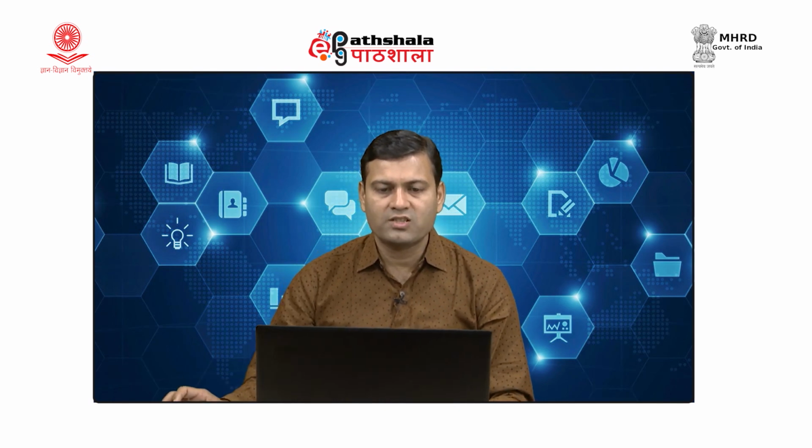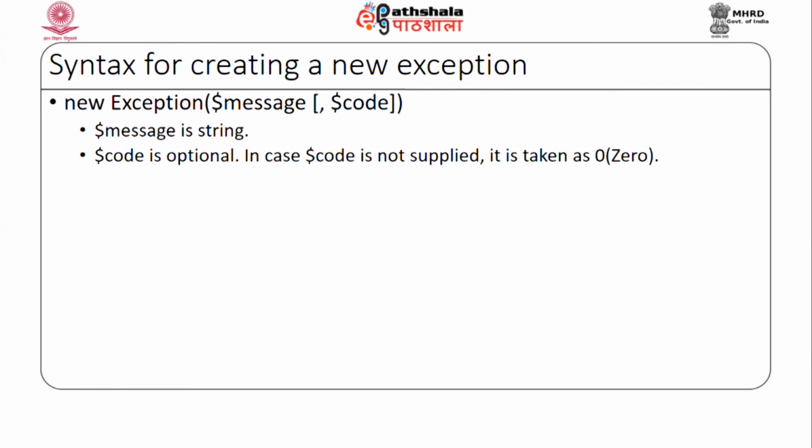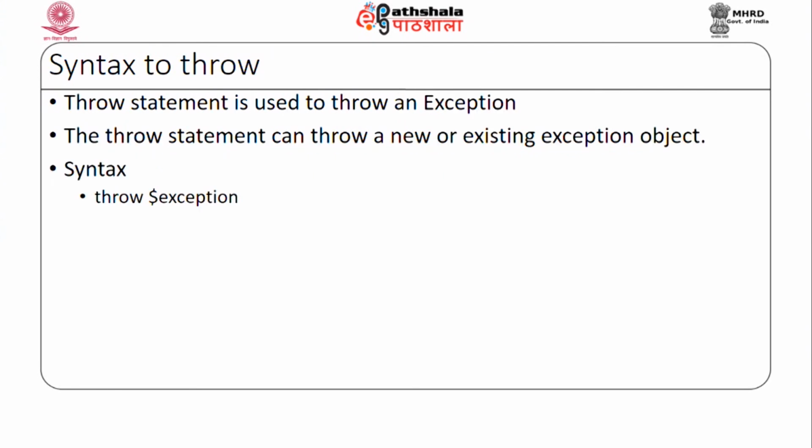You can use new Exception and it takes two parameters, one compulsory and the other optional: message and code. Message is compulsory, which is any message you provide, and it is a string. Code is optional, and in case code is not supplied it will take the value 0.